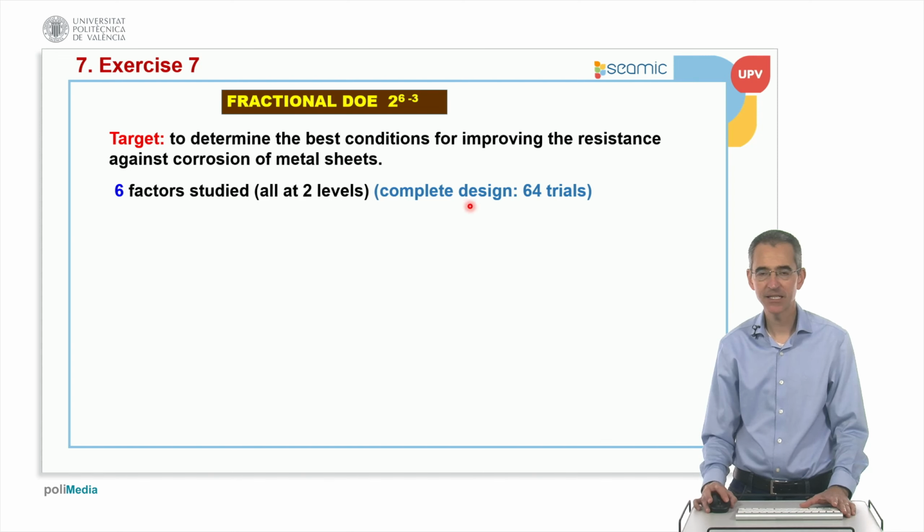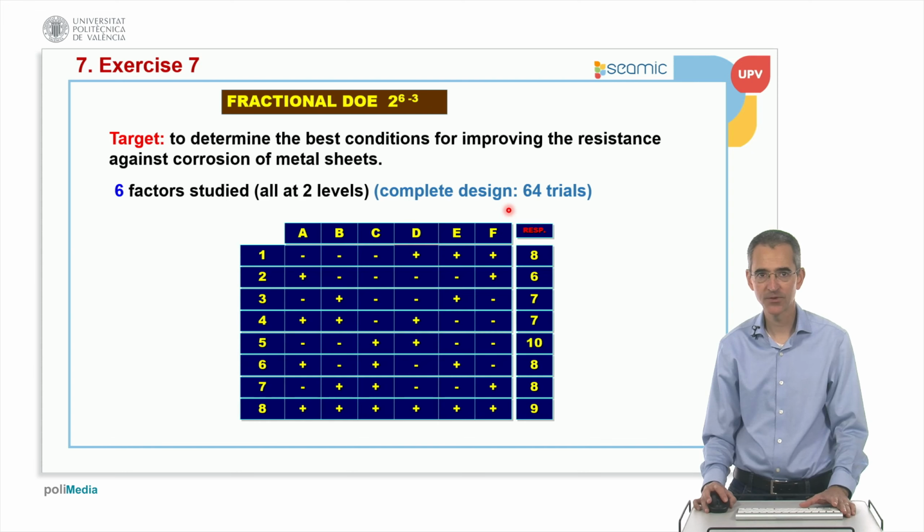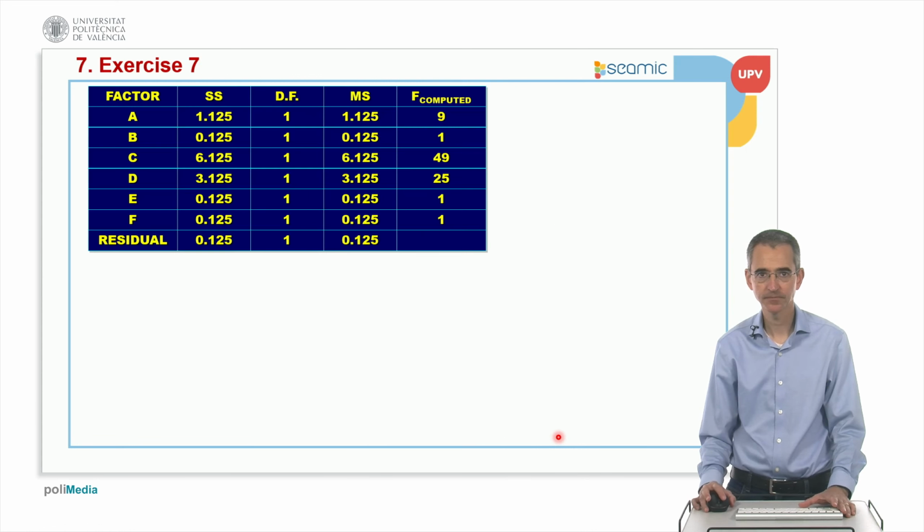So the complete design would contain 64 trials, but in this case we just run 8 trials, which is a reduced number, but this is much cheaper, obviously, than carrying out the complete design. These are the experimental values, and then we have to determine which one of these factors are relevant. And so we have to determine the optimum operative condition.